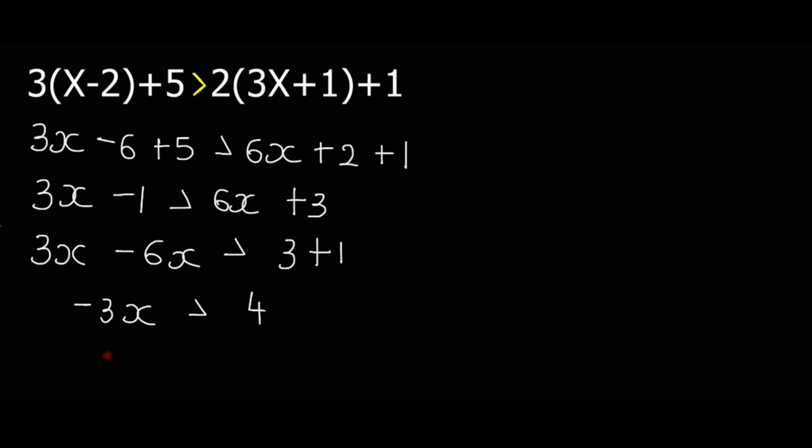This means x is less than, because we divide by a negative number, negative 4 over 3, and then this is our solution.